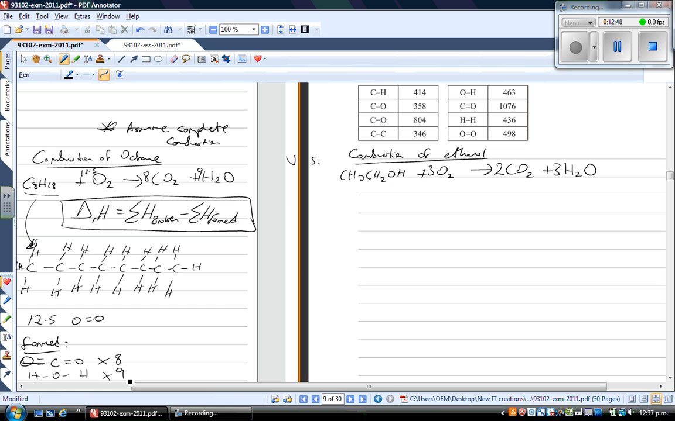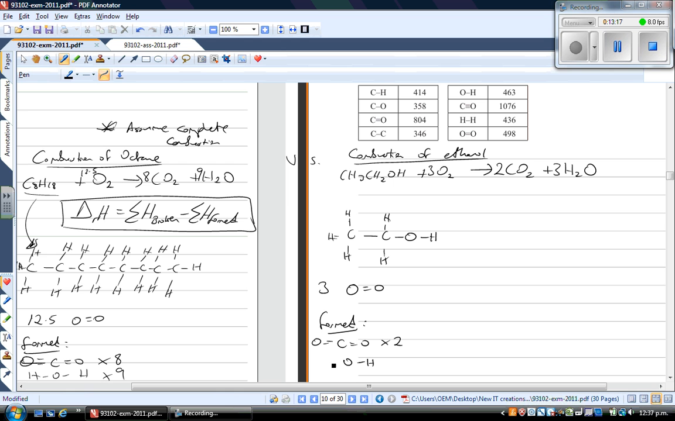So let's just take a look at the ethanol situation. The ethanol situation, we have CH3. So we draw that out, full structural formula, bonded to oxygen, which is bonded to hydrogen. And for our oxygen molecules, in this case, we have 3 of those, 3 moles of those. And then for compounds which are formed, we have our carbon dioxide. We have 2 of those, 2 moles of those. And then for our water molecules, we have 3 of those.